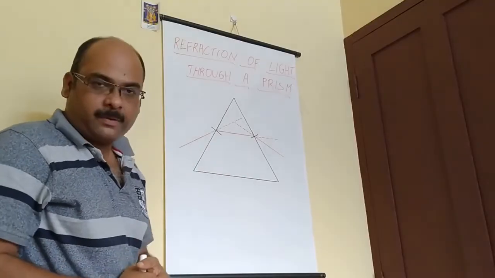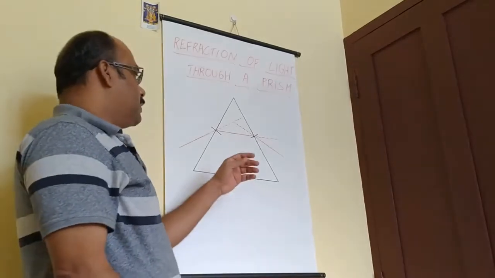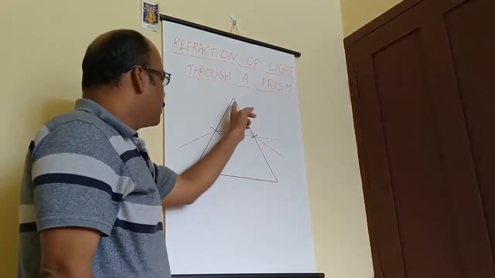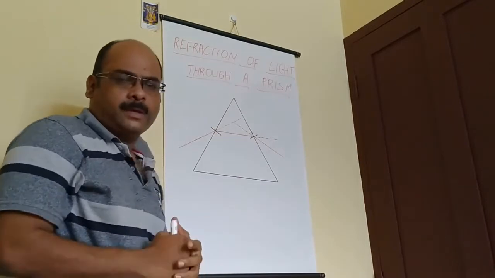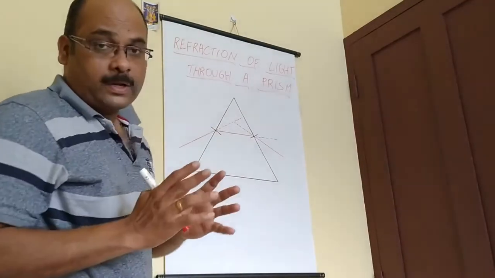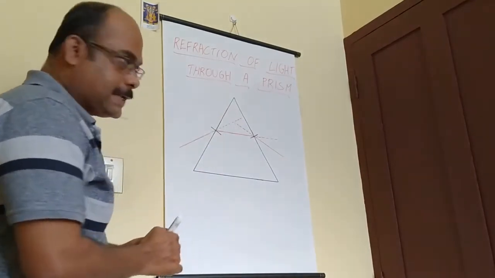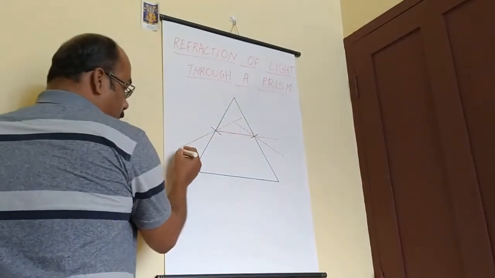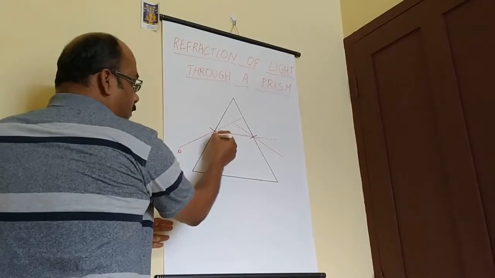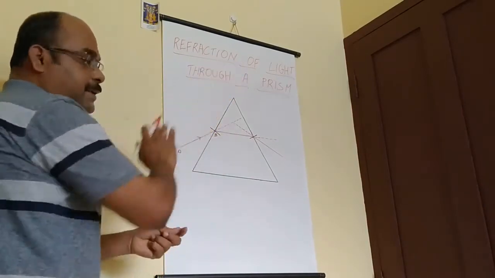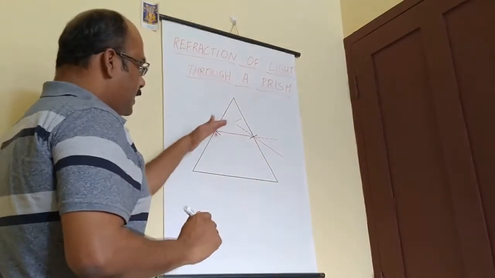So here a triangular prism is drawn, and it has 60 degrees at each of these places. Okay, and we can consider one incident ray to this face, and we can name it as AB. This is the incident ray, the incident ray of light. Actually, it has to go in this direction.